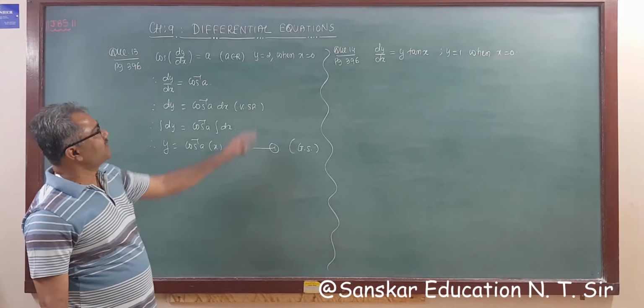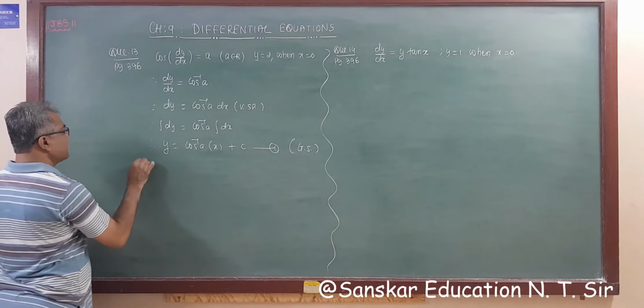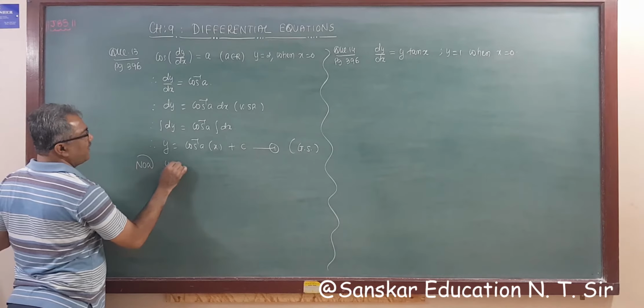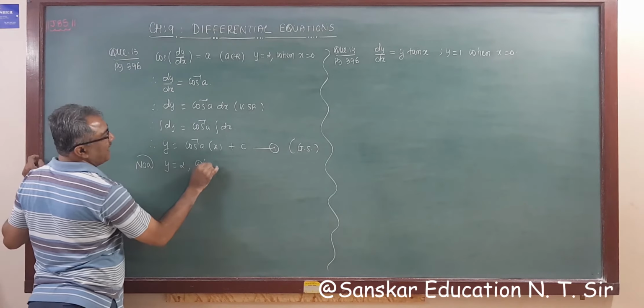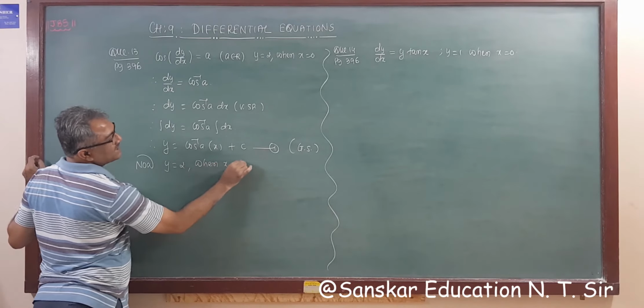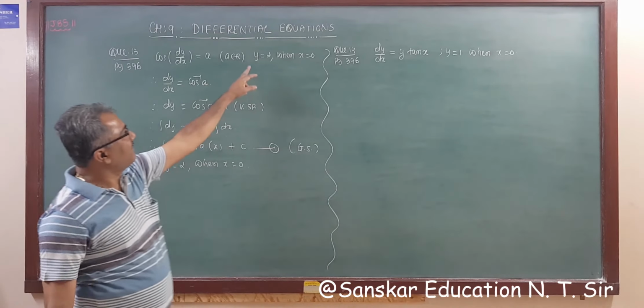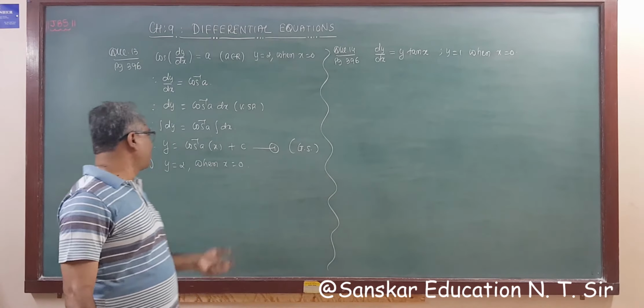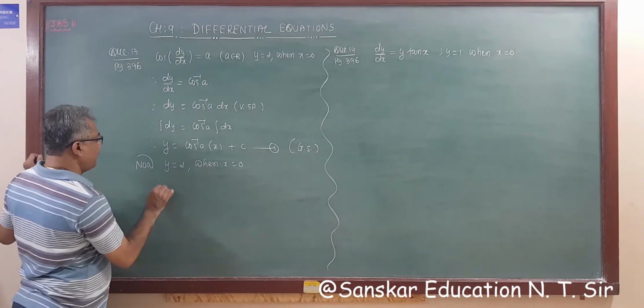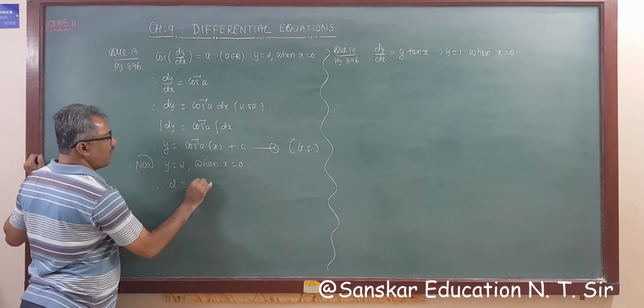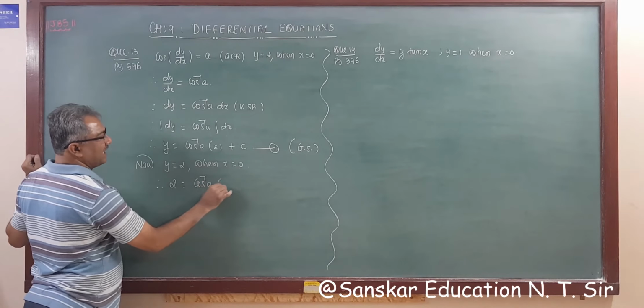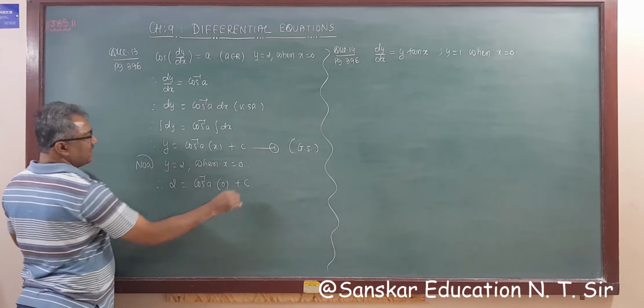Now for the particular solution it is given: y is equal to 2 when x is equal to 0. This is given, right? Y equal to 2 when x equal to 0. Now substituting y equal to 2 here, we get 2 is equal to cos inverse a and x is 0, plus c. That is, everything is 0.